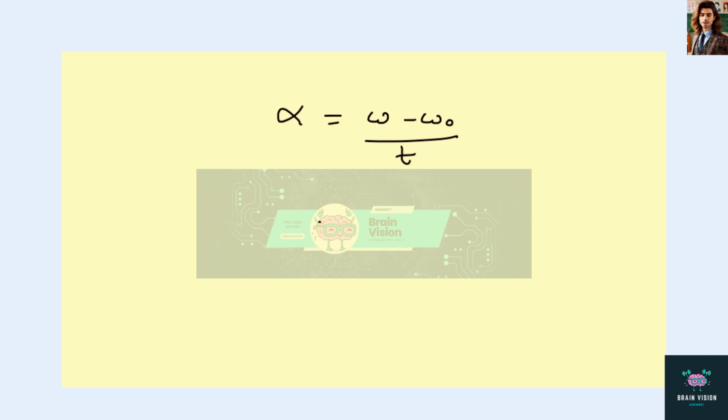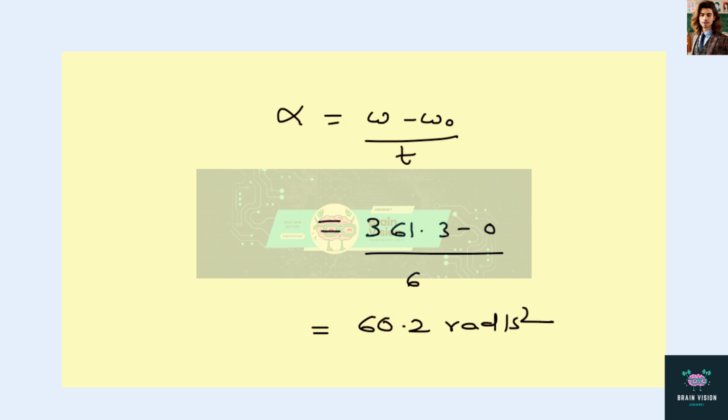Going forward and just putting the values here, I can write 361.3 minus 0 by 6, which is equal to 60.2 radian per second square.